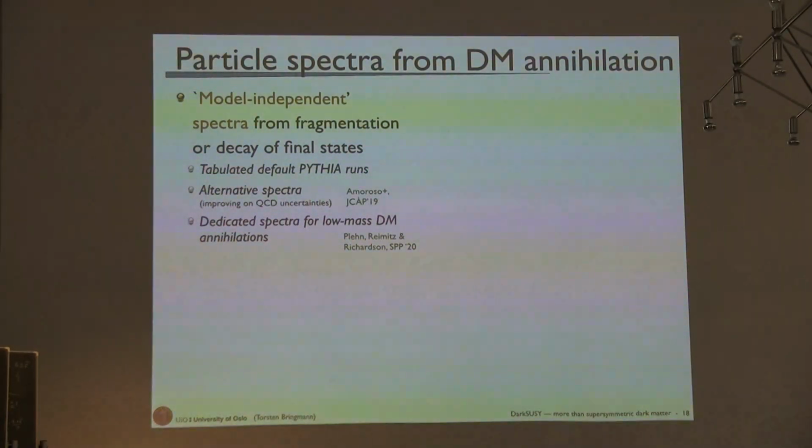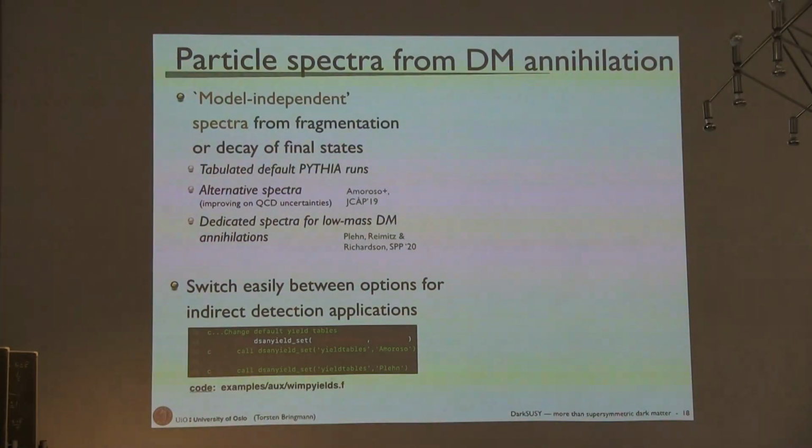Indirect detection yields, that's very often used, of course, for indirect searches of dark matter. Very many different spectra are tabulated, both from Pythia and alternative tabulations. You can very easily switch between the different yields. The way this is implemented is that in your main program, you just call a setting routine, which kind of yields you want to use. And that is propagated automatically to whatever indirect detection rates you use, for gamma rays, neutrinos, antiprotons, whatever.